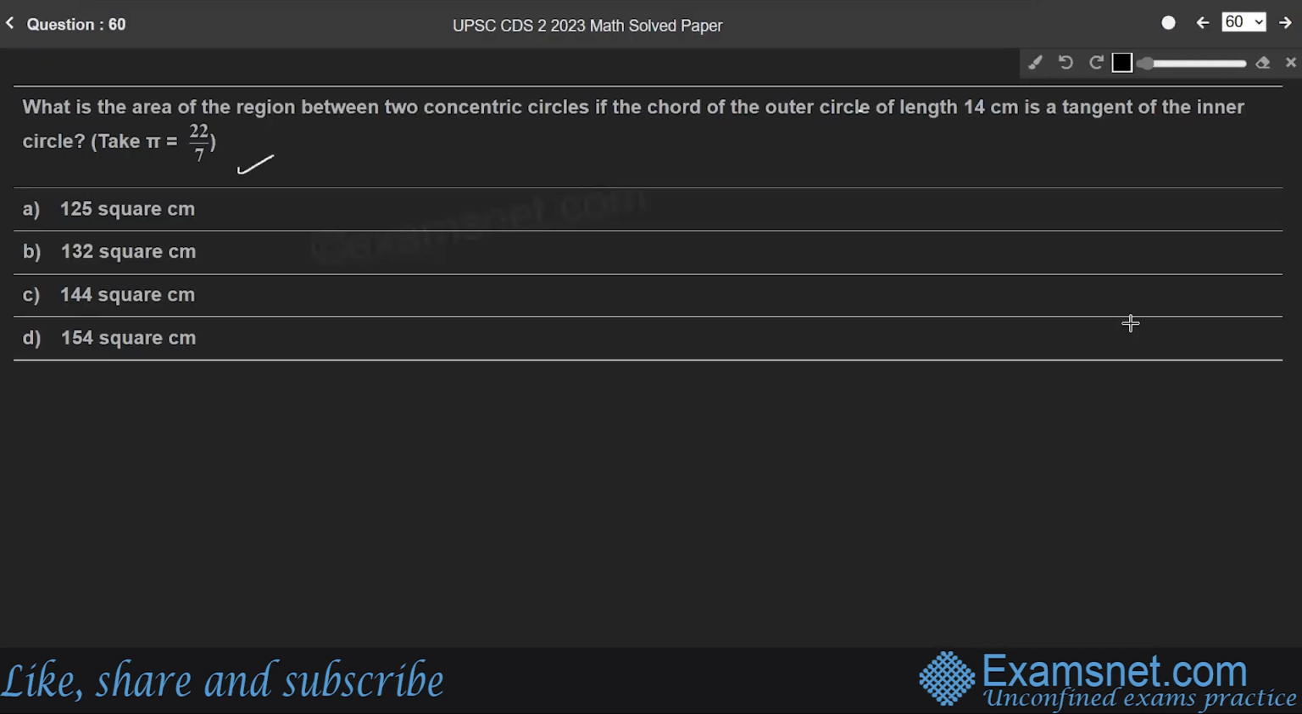Question 60. What is the area of the region between two concentric circles if the chord of the outer circle of length 14 centimeter is tangent to the inner circle? Take pi as 22/7.